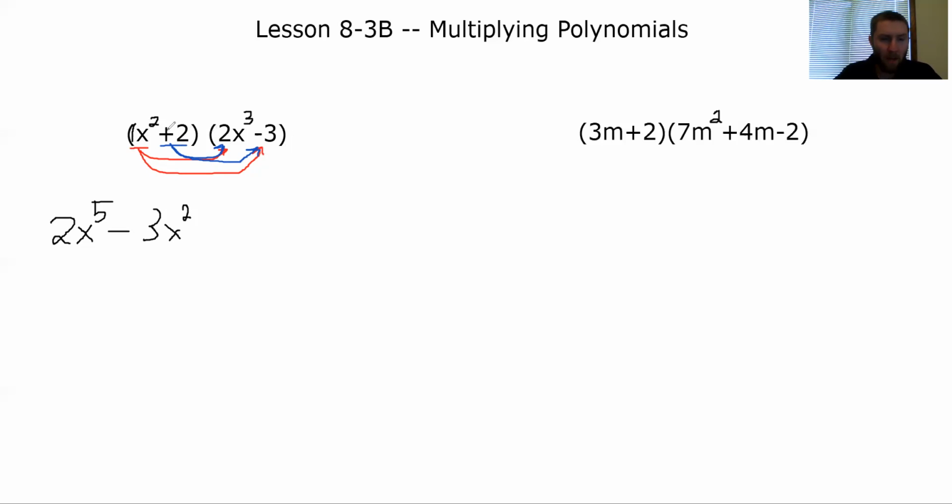But multiplying this positive 2 here, the second piece of my first binomial, by the 2x to the third, positive 2 times positive 2 makes positive 4. There are no x's on the 2, so it just stays x to the third power. And then the positive 2 multiplied by the negative 3 is going to give me a negative 6 or a minus 6. Okay, remember, I don't really care if you leave it plus negative or if you just change it right to minus signs.